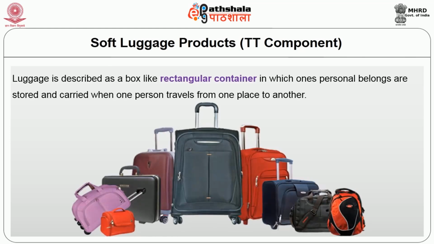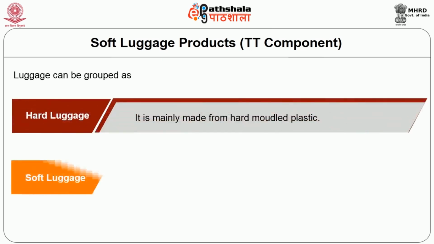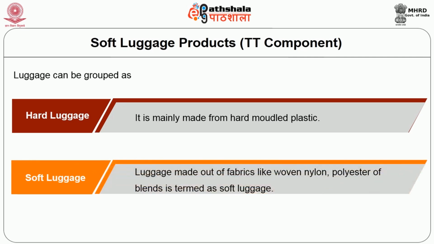Luggage is described as a box-like rectangular container in which one's personal belongings are stored and carried when a person travels from one place to another. Luggage can be grouped as hard and soft. Hard luggage is made out of hard molded plastics. Luggage made out of fabrics is termed soft luggage. It is made out of woven nylon, polyester or blends.